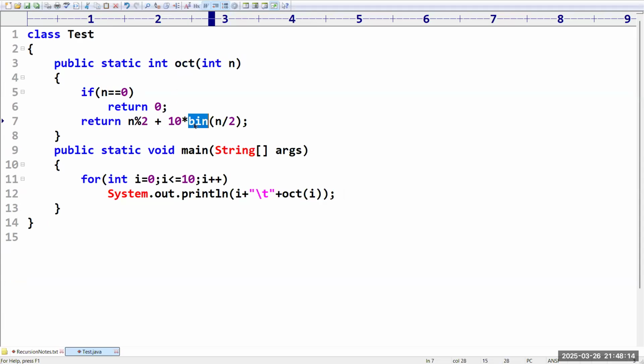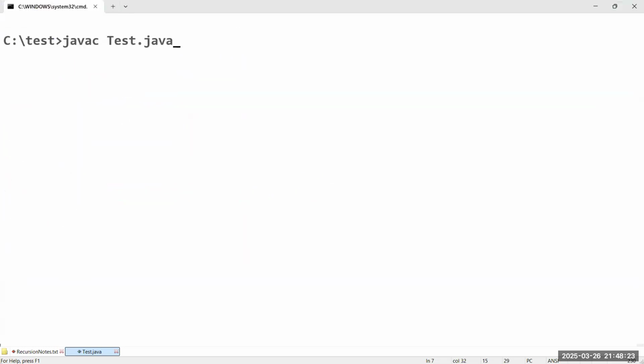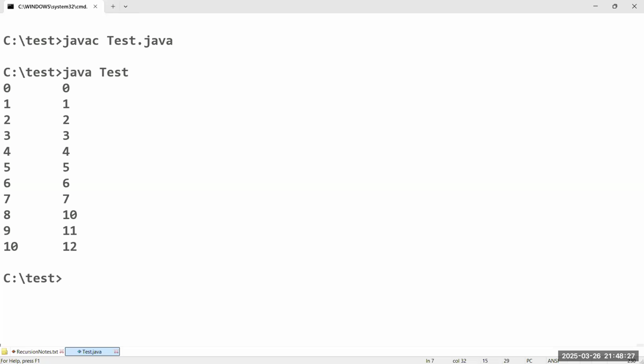What is the base of octal, sir? 8. n percentage 8, n by 8. That's all right. Now check really is it working or not. With your knowledge you have to tell. Sir, is it correct? Yes. That's all.